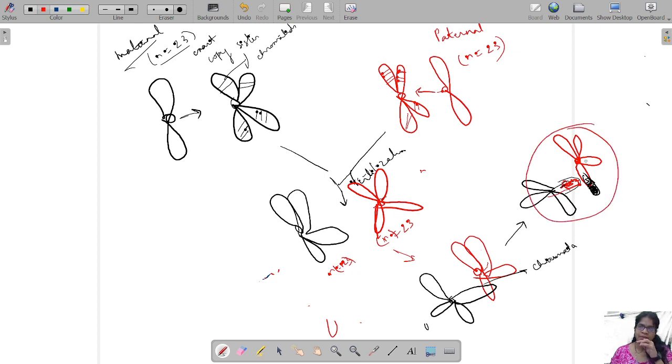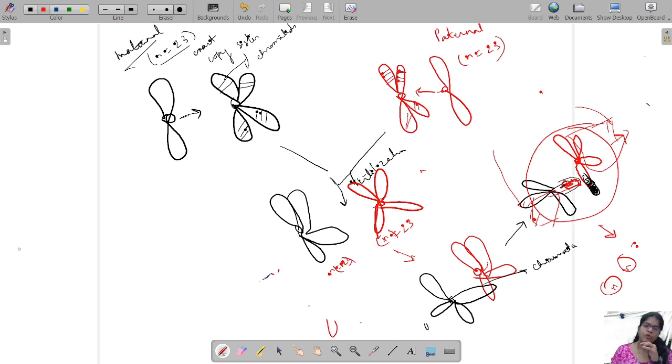And once this happens, in the further cell division, you know that it enters into anaphase 1, right? During anaphase, the centrioles would come into action, where they start producing the spindle fibers. And upon the action of the spindle fibers, the chromatids will be separated, right? So you will end up having two haploid cells at the end of your meiosis 1. So I hope I am clear.